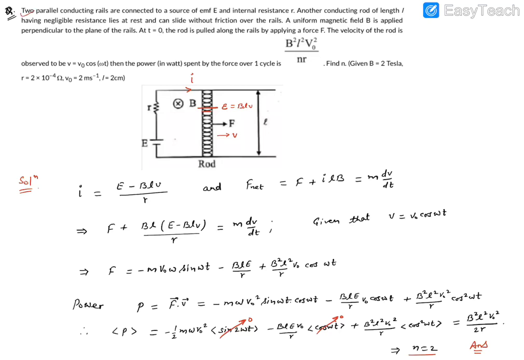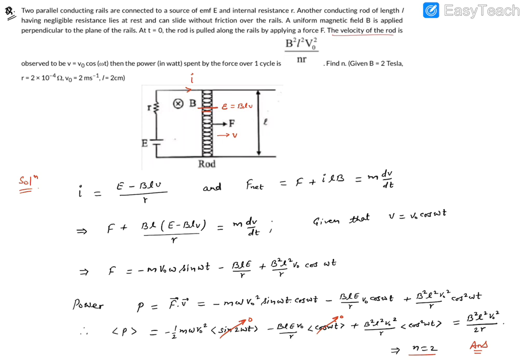Consider this question. It reads: two parallel conducting rails are connected to a source of EMF E and internal resistance R. Another conducting rod of length L, having negligible resistance, lies at rest and can slide without friction over the rails. A uniform magnetic field B is applied perpendicular to the plane of the rails. At t equals 0, the rod is pulled along the rails by applying force F.